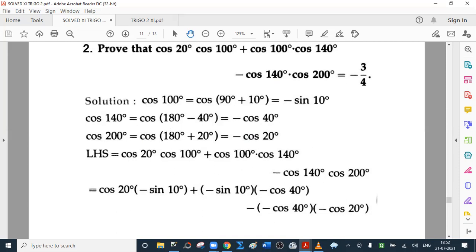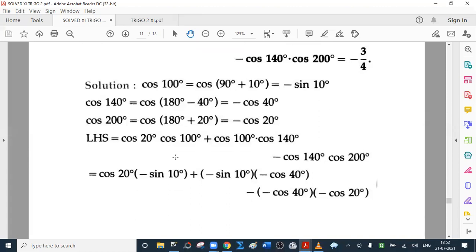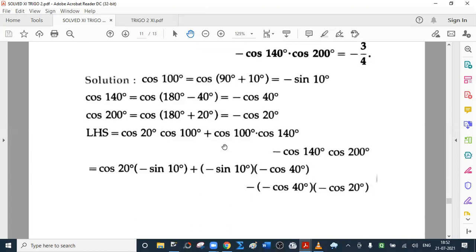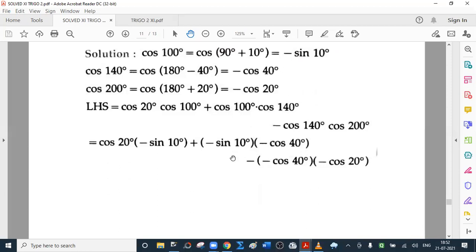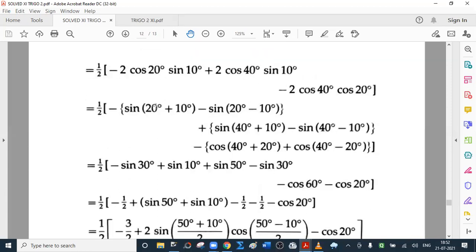Cos 140 degree is cos of 180 minus 40, which is minus cos 40. Cos 200 is cos of 180 plus 20, which is minus cos 20. Okay, now we begin with LHS. We substitute these. Okay, see what we get. Now, the formula is for 2 times, so it is half into.